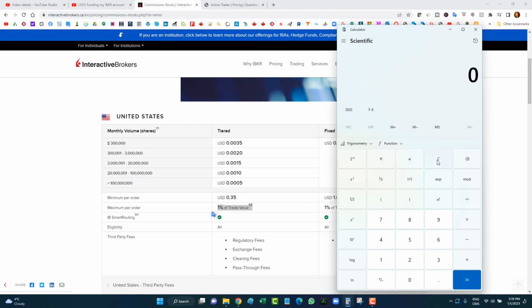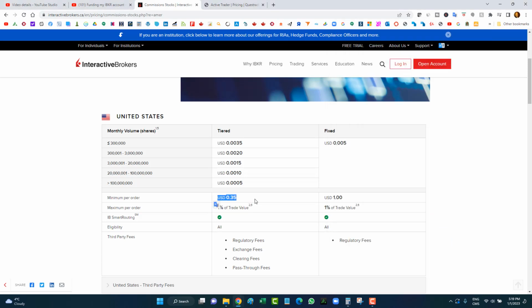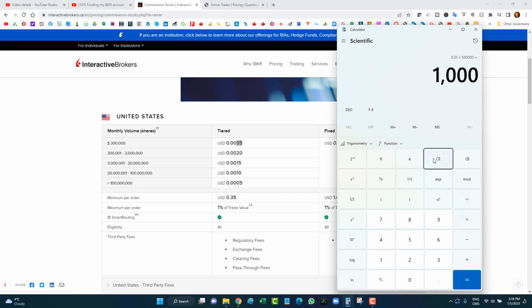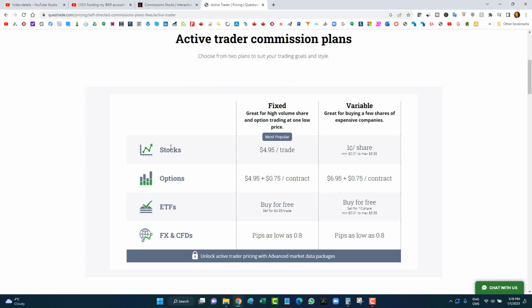In this case, we spent 100,000, so 0.01 times 100,000 is $1,000. So that doesn't even kick in yet. So you'd still be paying the 0.0035 per share, but that means you'd be paying about $70 in commission, which is pretty high. So in this comparison, actually, Questrade is better, because with Questrade, you'd only be paying $4.95. So stocks is $4.95 per trade, regardless of how many shares you buy.